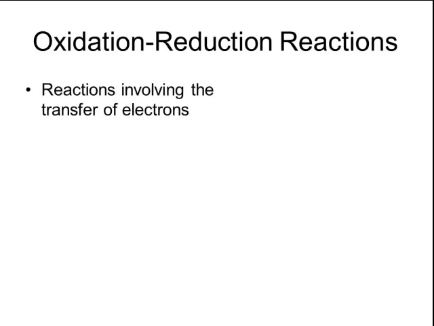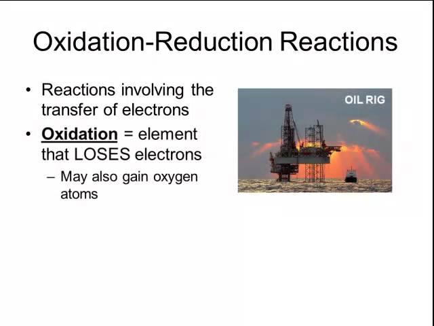The last type of chemical reaction that we're going to discuss this chapter are oxidation-reduction reactions. Oxidation-reduction reactions, also called redox reactions, involve the transfer of electrons from one element to another element in a chemical reaction. In the reaction, there is always an element that is oxidized, and the element that is oxidized is the one that loses electrons. So oxidation is the process of losing electrons.